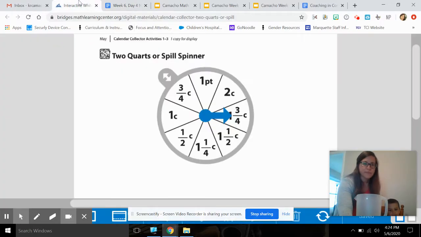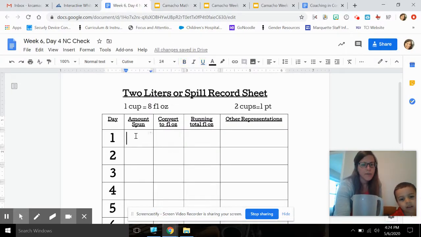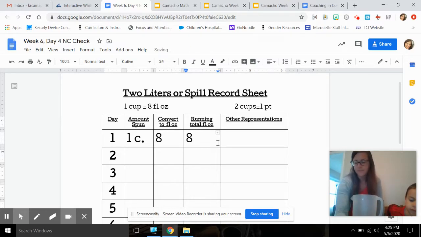So Wyatt, you ready? Yeah. All right, go ahead and click the spinner. We got 1 cup. So I'm going to go over here to amounts spun. I'm going to type in 1 cup. And then we need to convert that to fluid ounces. Well, this one ended up being really nice because we have our cheat sheet up here and we know it is 8 fluid ounces. And because I didn't previously have any, my running total is 8.